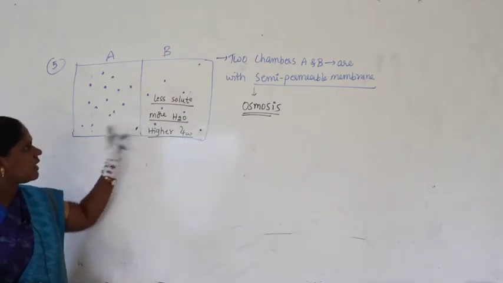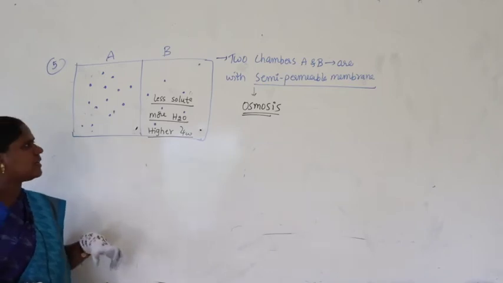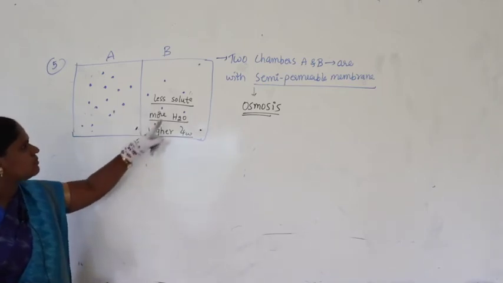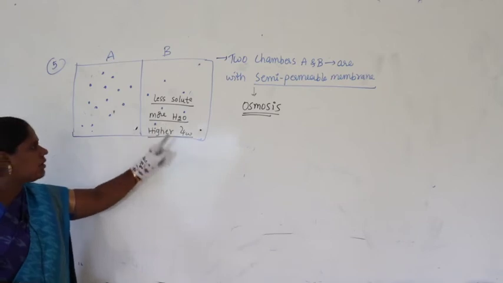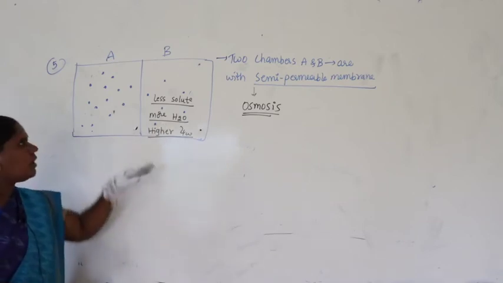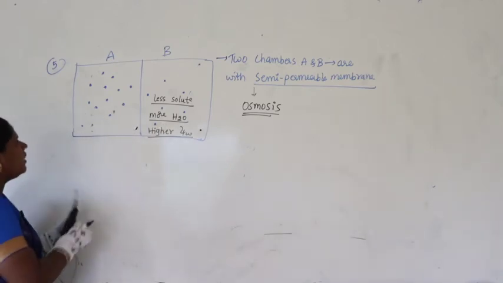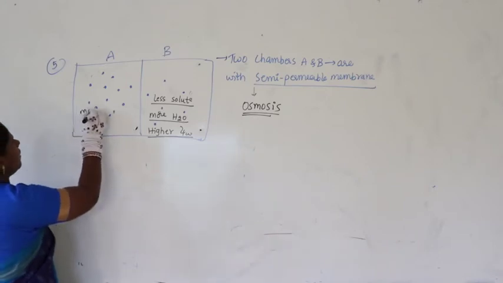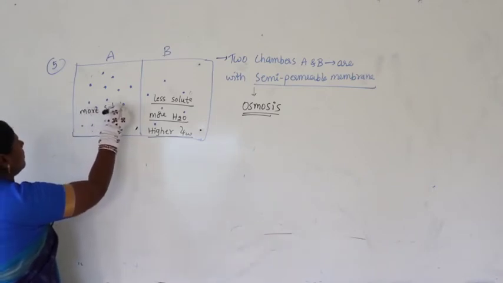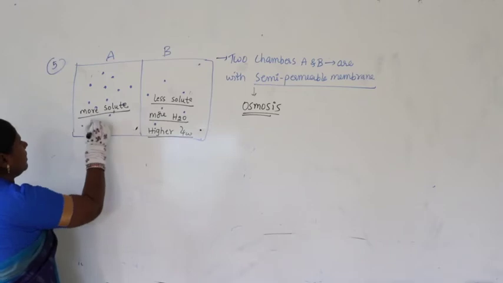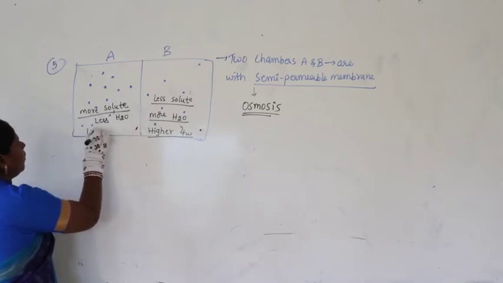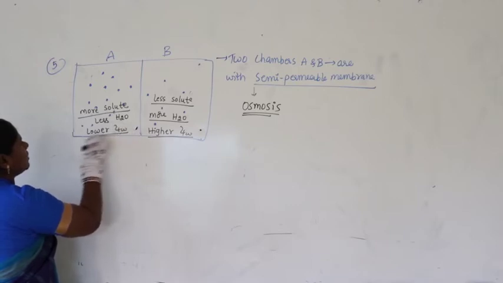Then looking at this diagram, you have to get the conditions clear. Fewer solute molecules means they are dissolved in more water, so the water potential is higher. Automatically, in chamber A you find more solute molecules. There are many solute molecules and less water, so the water potential is lower.